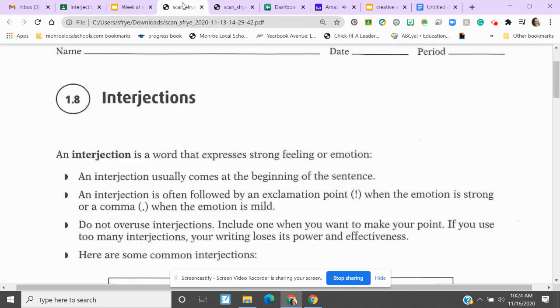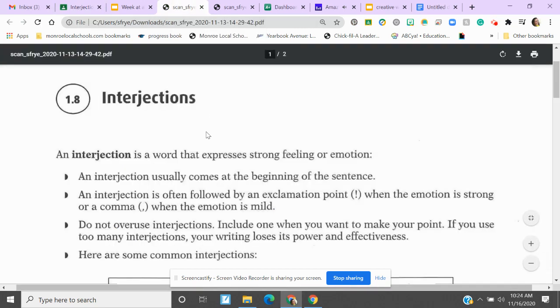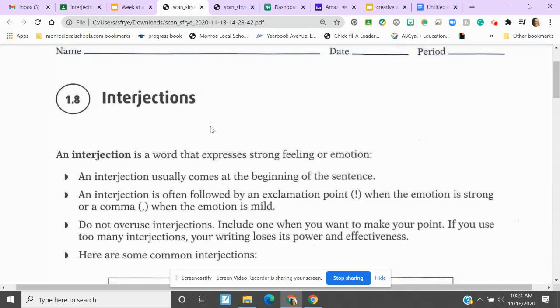I'm going to give you a handout. Okay, so here's what I want to talk about. What's interjections? Interjections are probably your easiest and most obvious part of speech.